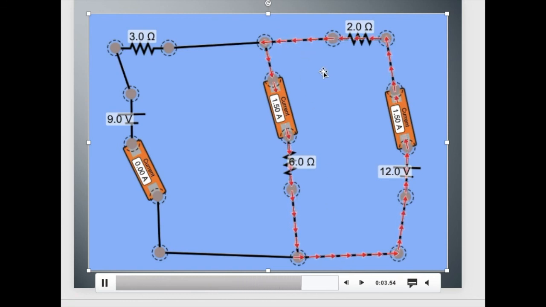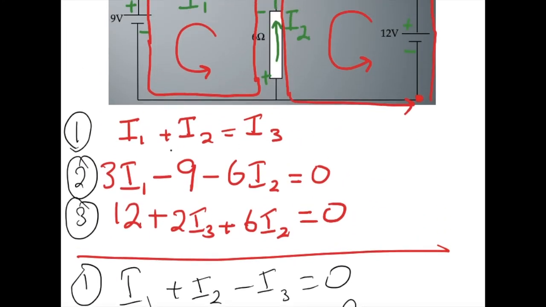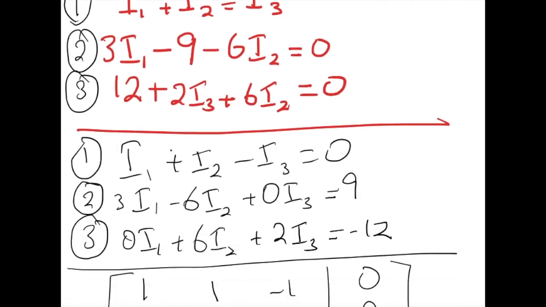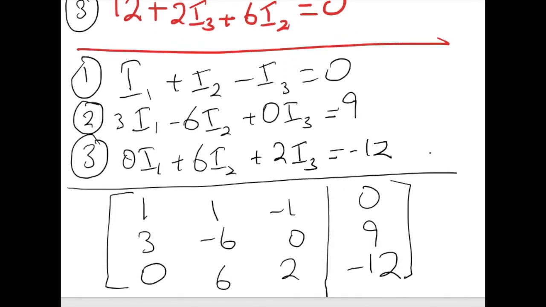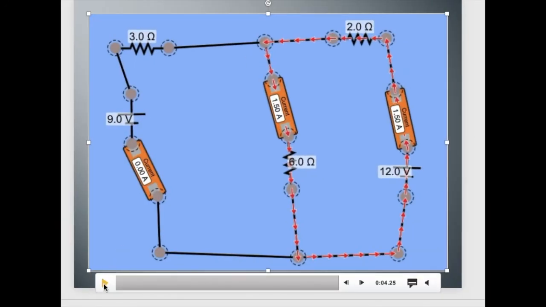So in our selection, if we choose I3 to the left and I2 down, we should get positive 1.5. So the current is flowing counterclockwise. What we chose was the opposite. So the solution to these equations should give I2 and I3 both minus 1.5 amperes, and it should give I1 equals 0. It's going to look like that circuit. Let's play that again. So that's the solution. Thank you.